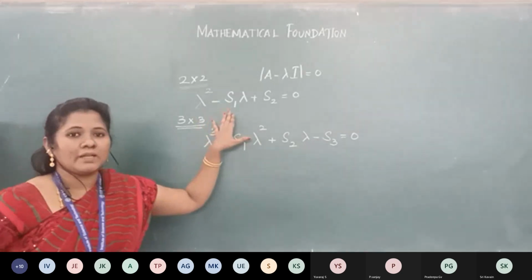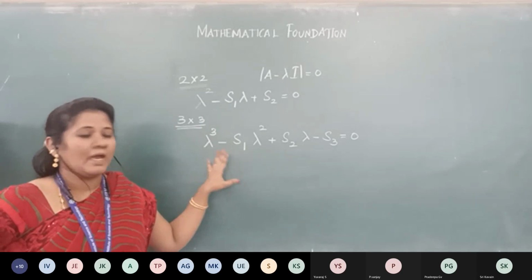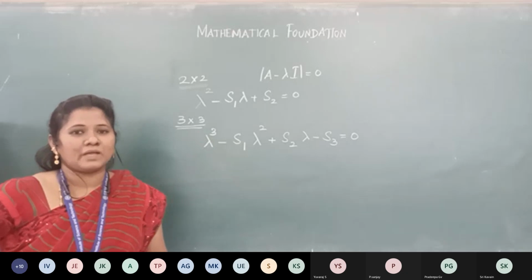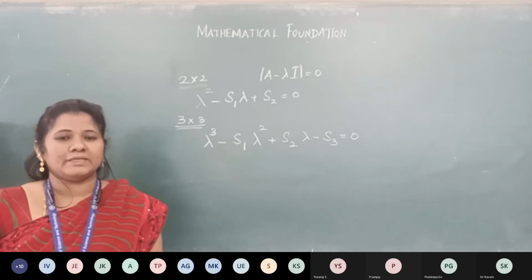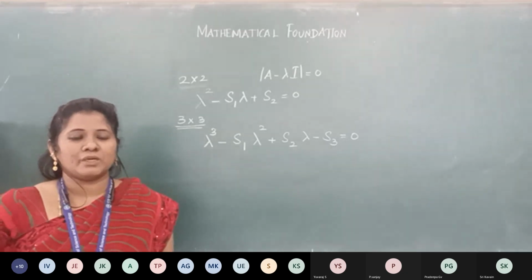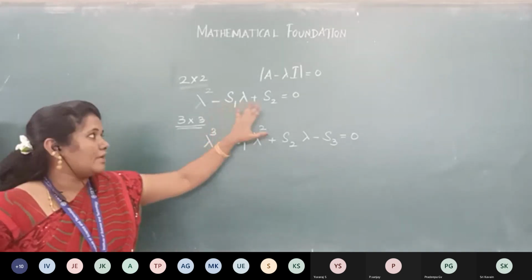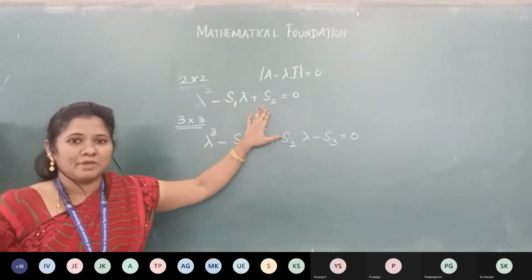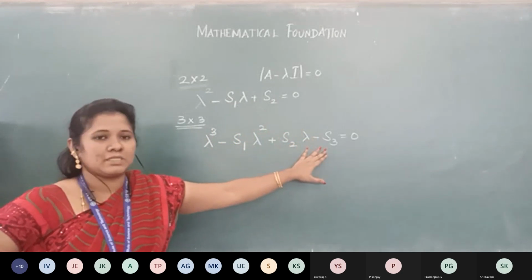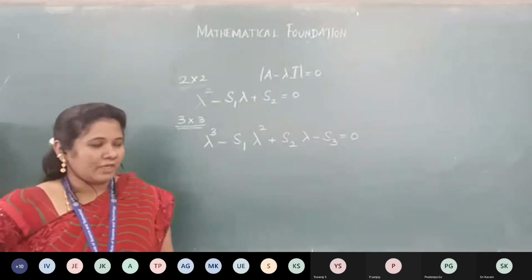You know what your S1 is? For both, S1 is the sum of the main diagonal elements. I don't know, for some people, when you've done your homework, you have multiplied it. Be very careful. It is just the sum of the main diagonal elements, your S1. And your S2 for your 2 cross 2 is the determinant of A. For your S3 for your 3 cross 3 matrix also, it is the determinant of A.